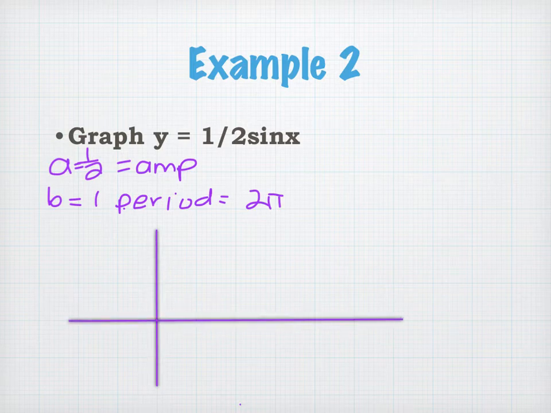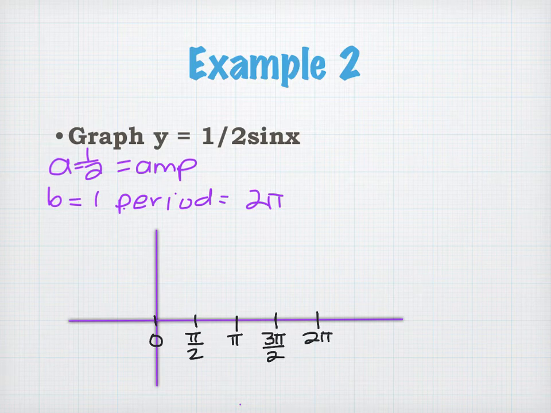at pi over 2, at pi, at 3 pi over 2, and at 2 pi. If the B changes, the period changes. But if the B doesn't change, those are your standard points. Now if this is 1 and this is -1, then my amplitude comes to the 1/2 and the -1/2. So I start at 0, I go up only to a half, come back down to 0, down a half, up 0.